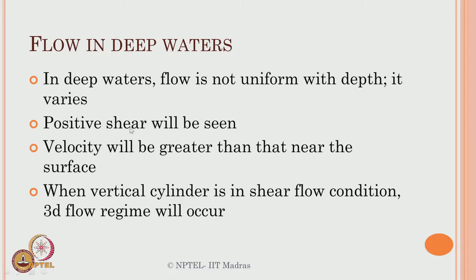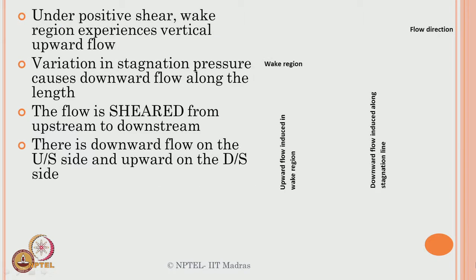Now, interestingly, shear is always a force which tries to divide the member in its characteristic strength. So, positive shear will be seen. I will show you in the next slide how the shear is generated. Velocity will become greater than that near the surface. When the vertical cylinder is in the shear flow condition, a 3D flow regime will now occur.